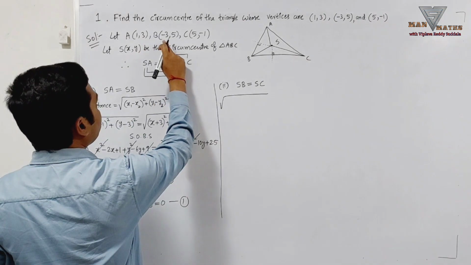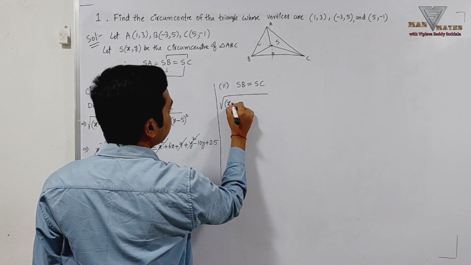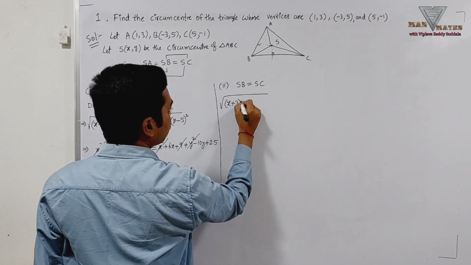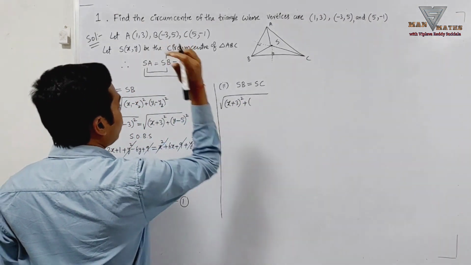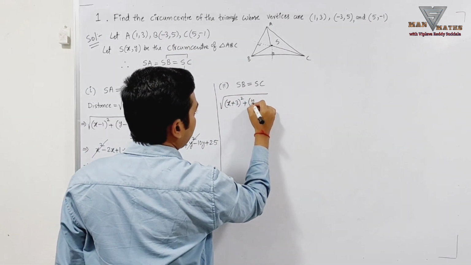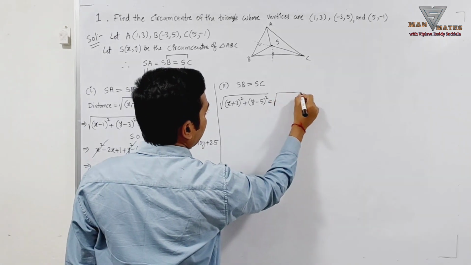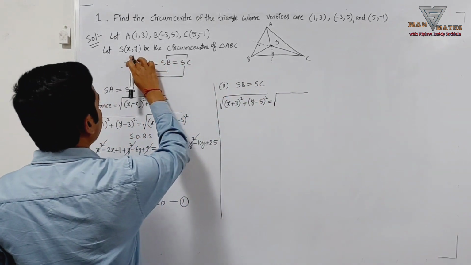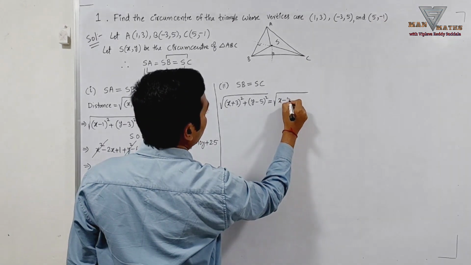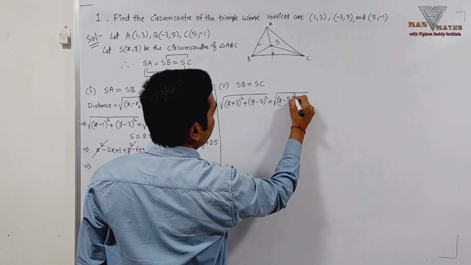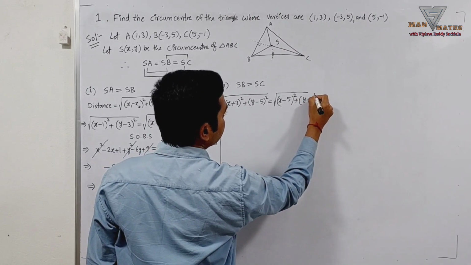SC is the first point, B is the second point. Apply the same formula: (x minus of minus 3), that is (x + 3) whole square, plus (y1 minus y2), (y − 5) whole square, that equals under root of SC. SC is the first point, C is the second point: (x − 5) whole square plus (y − of minus 1), (y + 1) whole square.